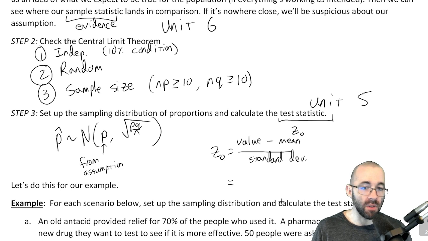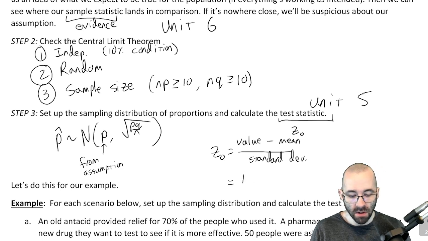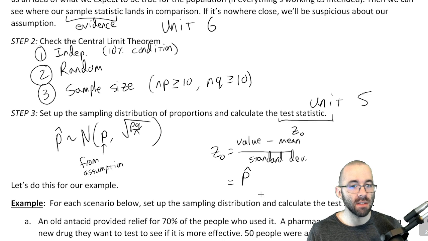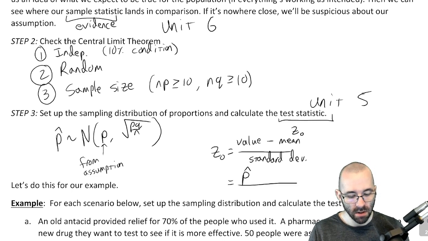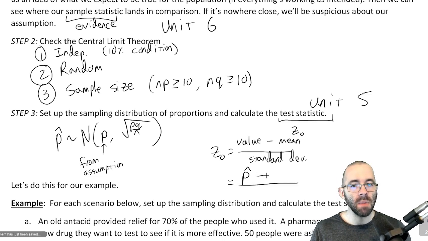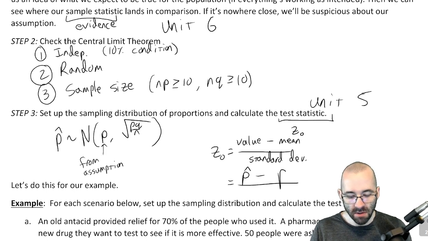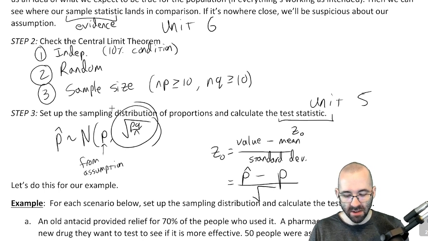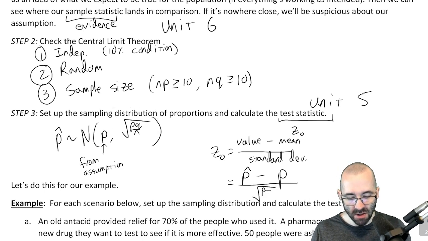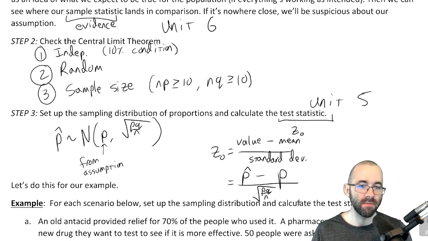Well, in Unit 8 now, our value, our evidence, is a sample proportion. What's the mean? The mean of our sampling distribution is p. What's the standard deviation? The standard deviation of our sampling distribution is the square root of pq over n. Not a super nice looking formula, but that's how we can find our test statistic.